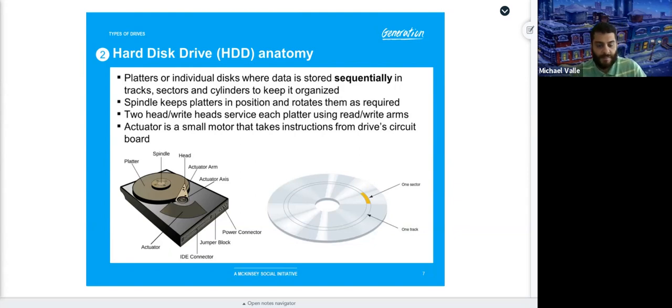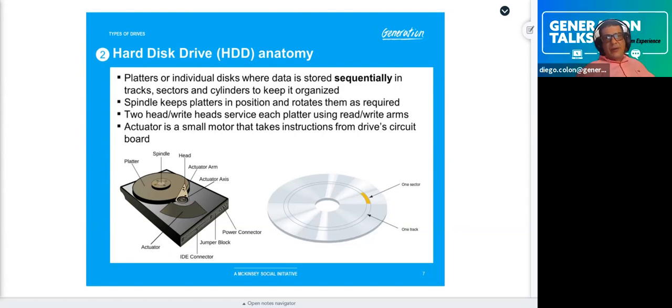As we see here in the actual diagram, they gave us the information of the actual device. You'll notice on the left side, we can start with the IDE port. We'll notice also that there is a jumper block and the actual Molex connector. Overall, in here you have the actuator, which is a motor, that connects to the actuator axis, what you can consider as your elbow arm. The actual actuator arm is the one that comes out. You have your heads, which are attached to these arms.